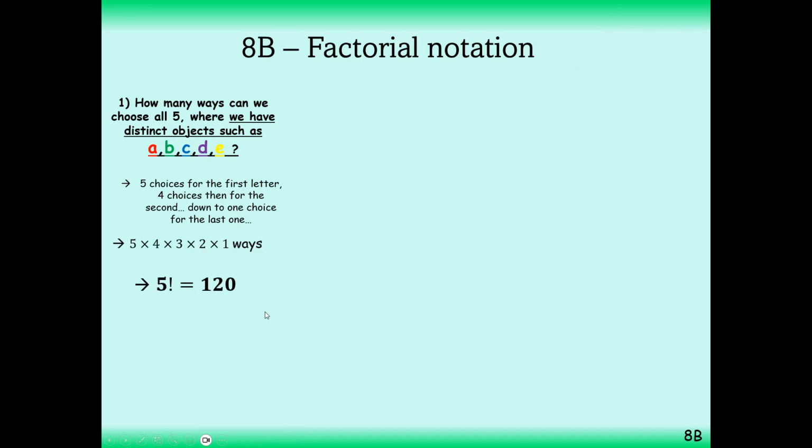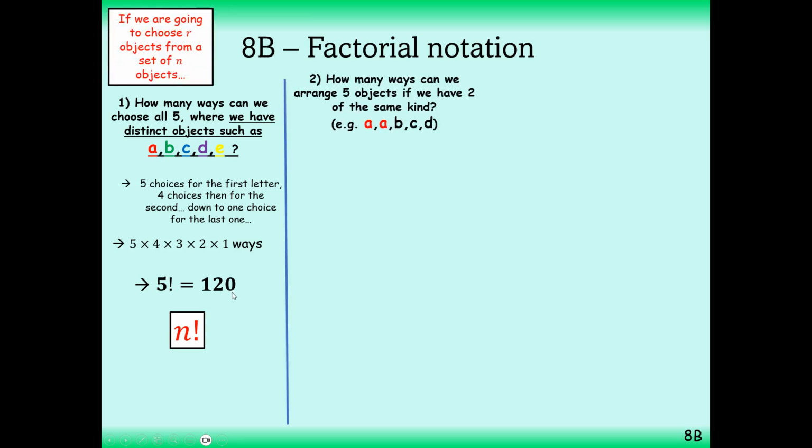So what we did is that we evaluated 5 factorial. So n factorial means n times the numbers smaller than n. They have to be integers. They cannot be fractions or decimal numbers.